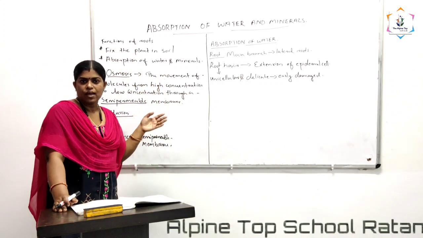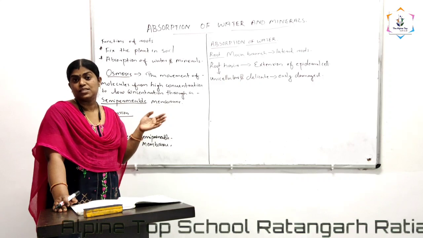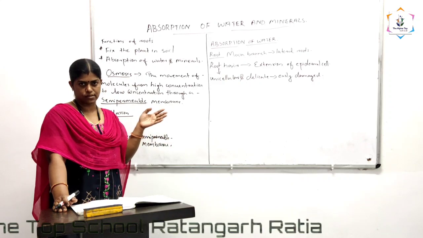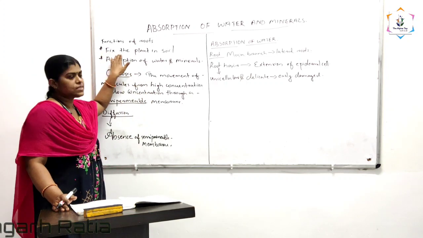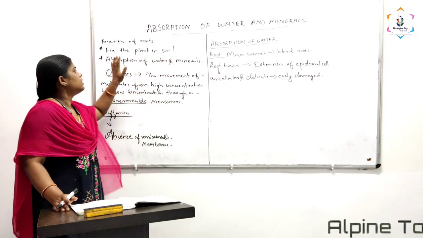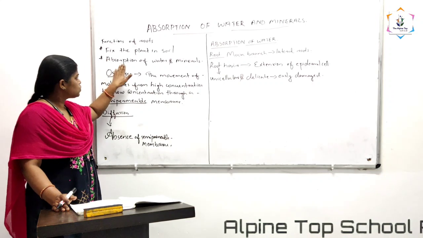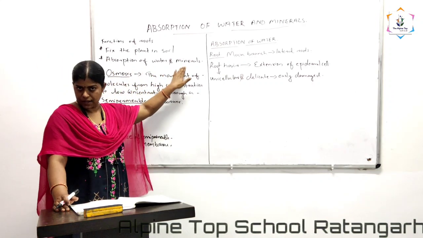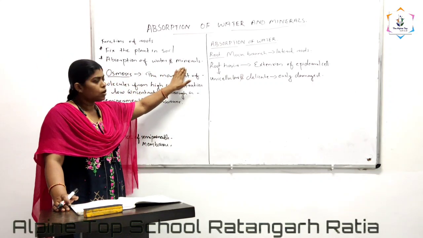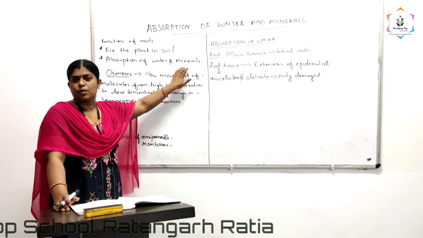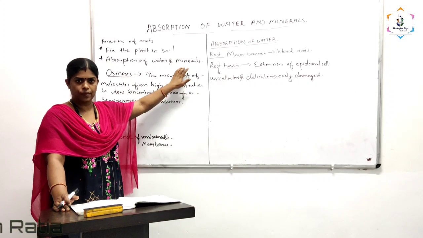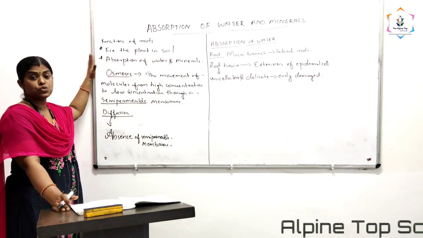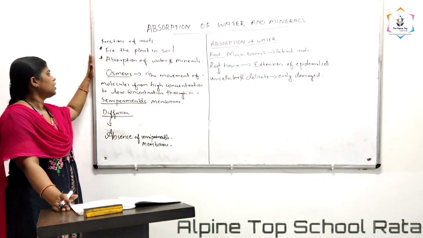Okay. All of you know that plants do not change their place. It has a fixed place. Okay. So the first function of the root is to fix the plant in the soil, and the second function is the absorption of water and minerals. Okay. All of you know how plants absorb water from the soil. It is absorbed by means of roots. Okay. Is it clear? So these are the two functions of roots.